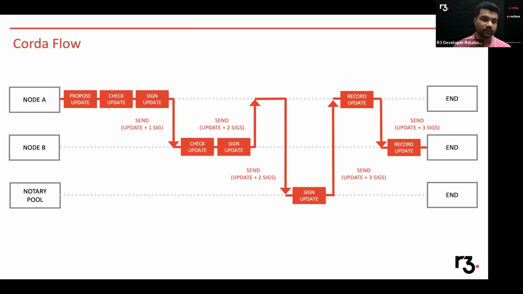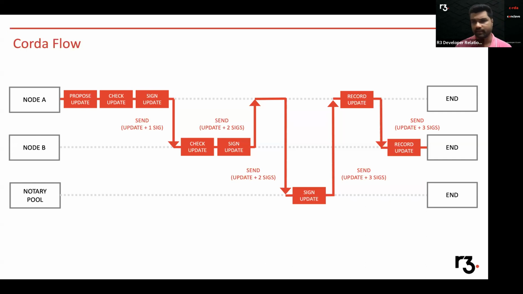Initially, one party, which is node A in this case, is going to propose that particular transaction, depicted by propose update. When you say propose, he is basically building the transaction, creating the input and output that I talked about. Once he has that transaction in hand, he's going to check the update, which means he runs that transaction against the contract installed on his node. Once he's satisfied with the contractual validation and knows that everything is fine, he can go ahead and sign the transaction.